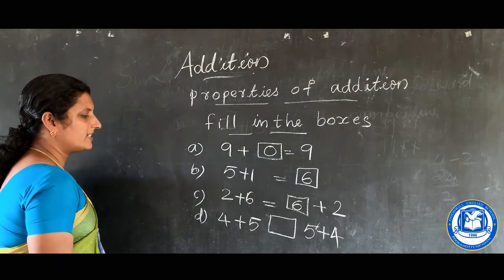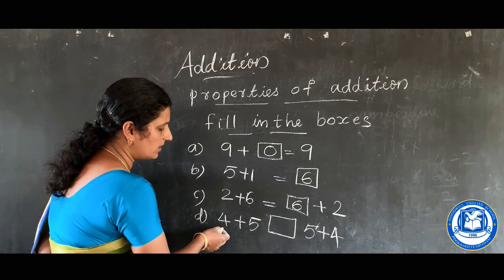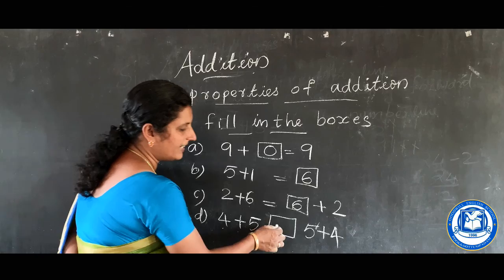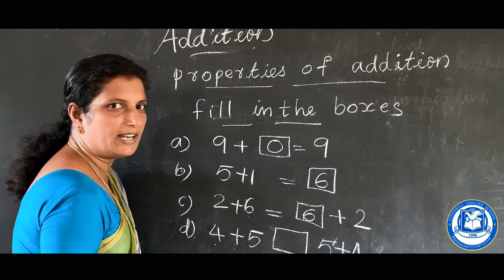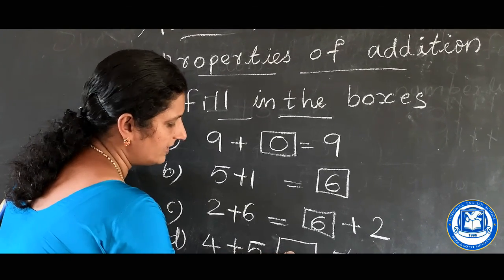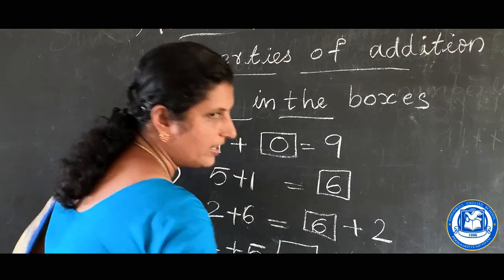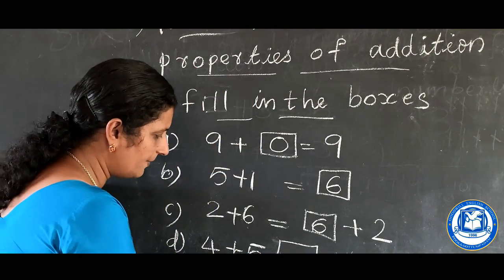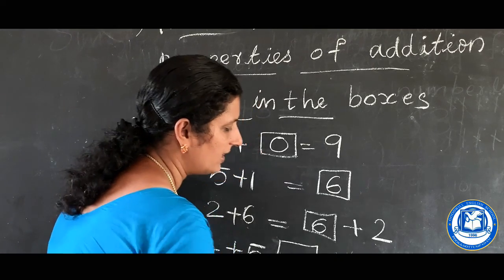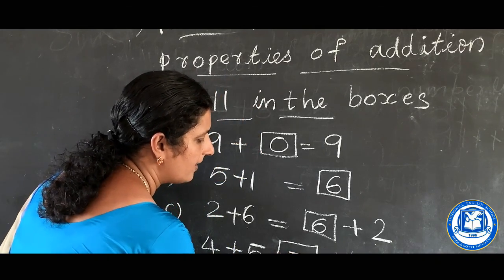Okay. Next we can do here. Here is one question, 4 plus 5, and here is a box given in the middle. Then we can check 4 plus 5 and 5 plus 4. We know that both are the same question. Here also the same question. Then we can put equal here.